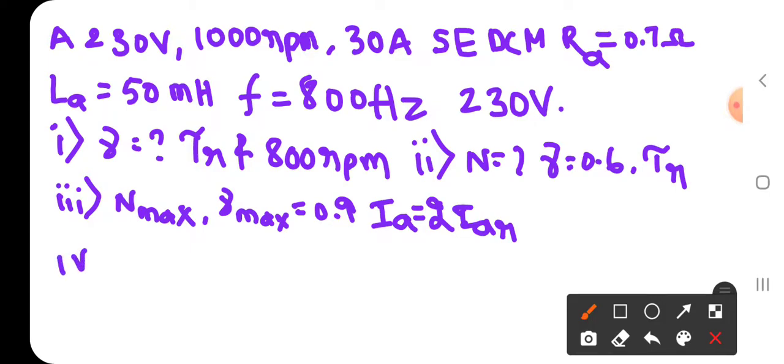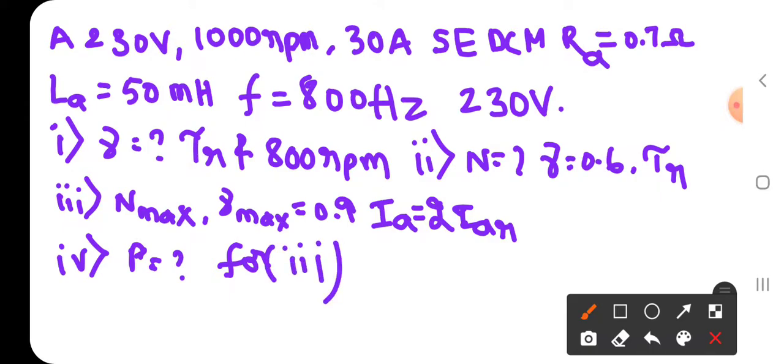Yes, next, fourth one: calculate the power fed to the source for operating condition 3. Yes, this is the last one.